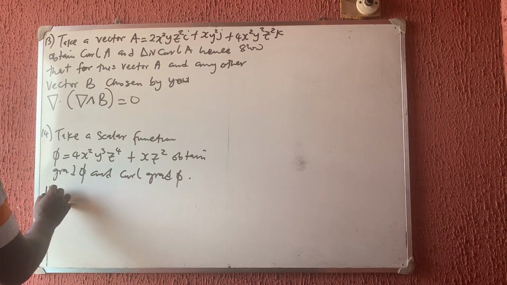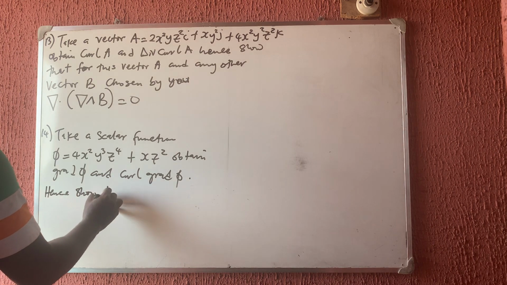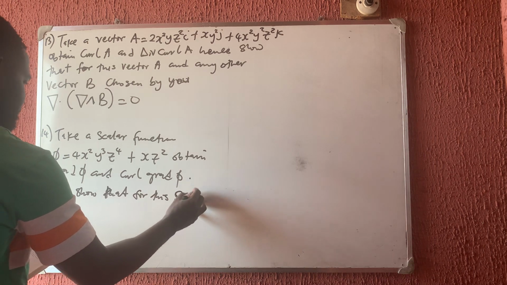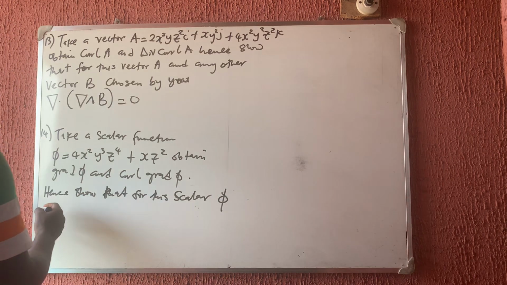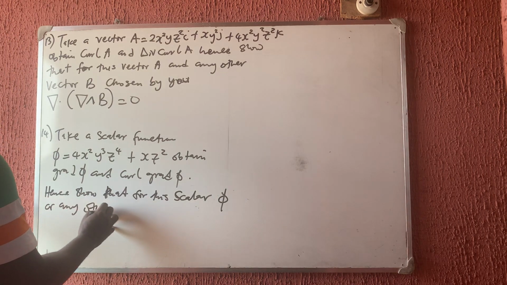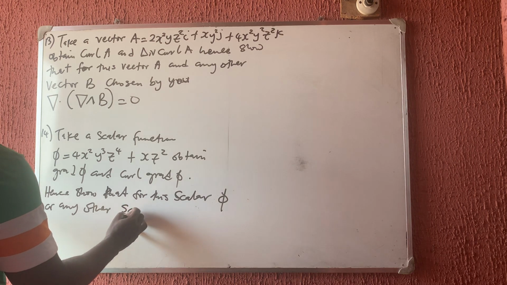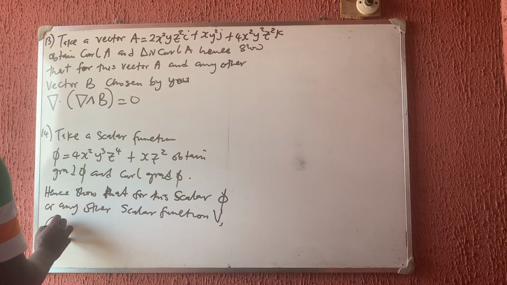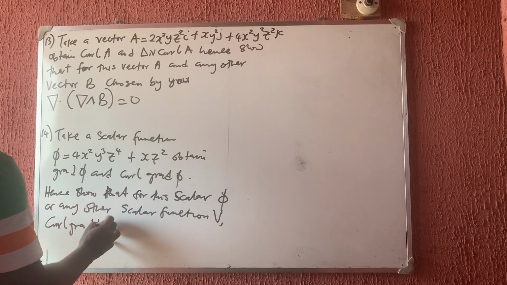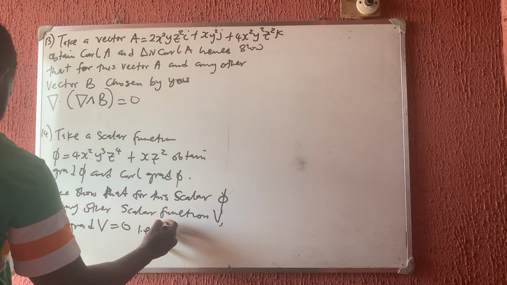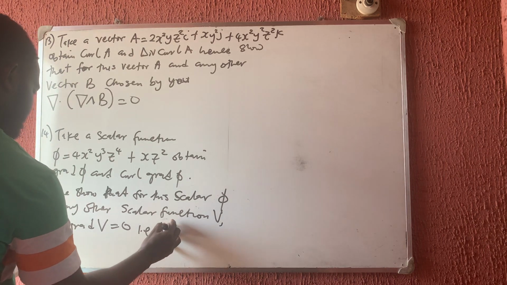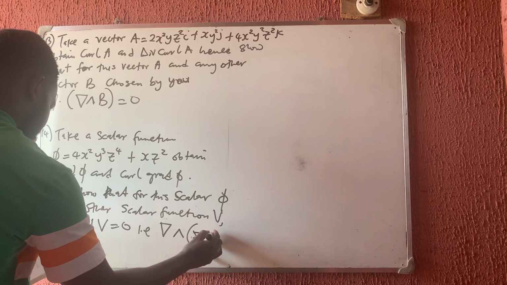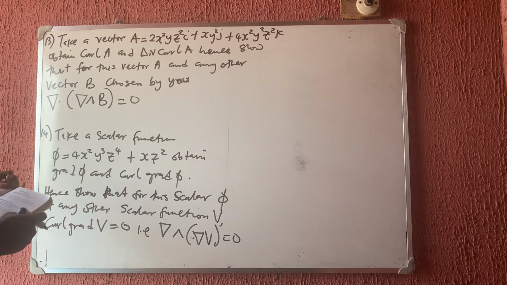They now say, hence show that for this scalar or any other scalar function V, curl grad V must be equal to 0. Okay, so try it and tell me what the answer will be.